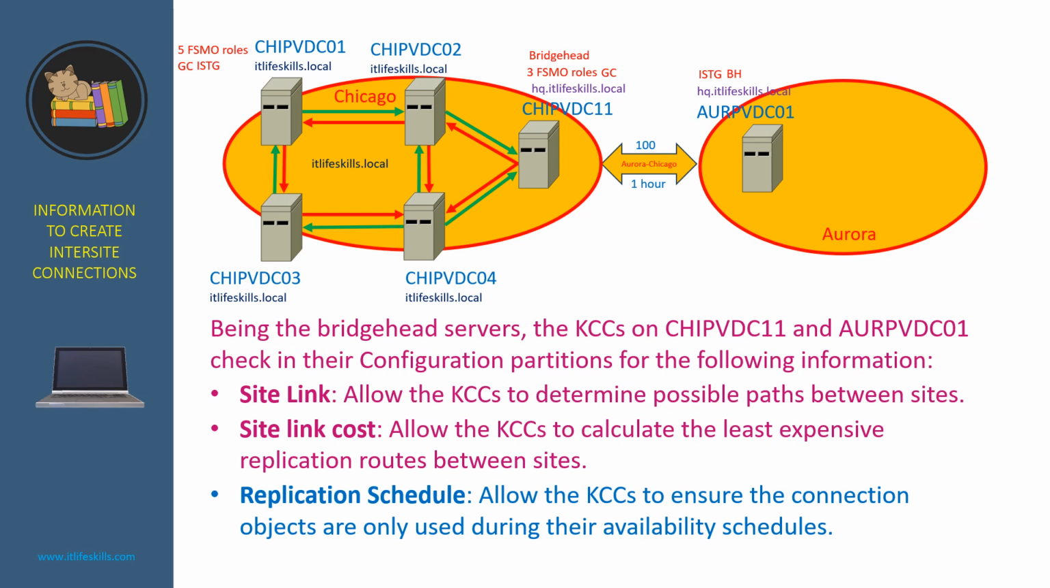The next information it checks is the replication schedules. This is to allow the KCCs to ensure the connection objects are only used during their availability schedules. So in this case, it only makes the connection objects available every 1 hour.